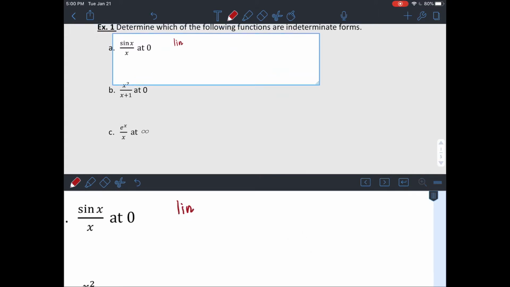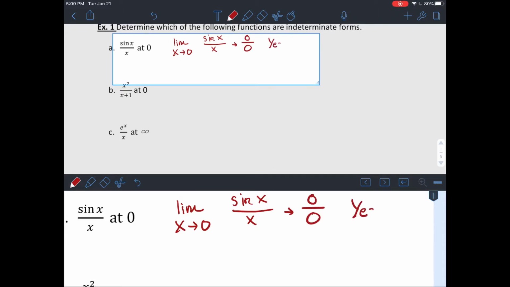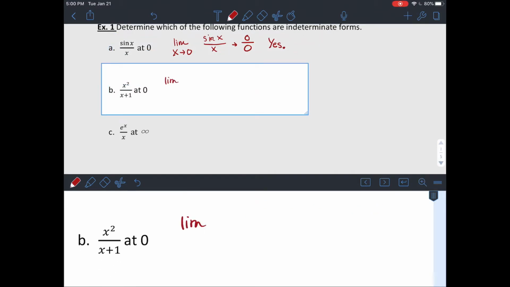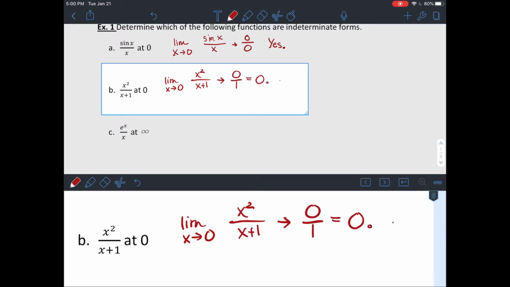So first off, deciding if you have one of the two indeterminate forms, if you take your limit as x approaches 0 of sine x over x, plug in 0 to the top, 0 to the bottom, guess what? You get 0 over 0. So that's an indeterminate form, and it's one of the ones we can do with L'Hopital's rule. For this one, if you try to evaluate your limit at 0, you just get 0 over 1. Which means the value of this limit is just equal to 0. You don't need anything fancy. It's not an indeterminate form.